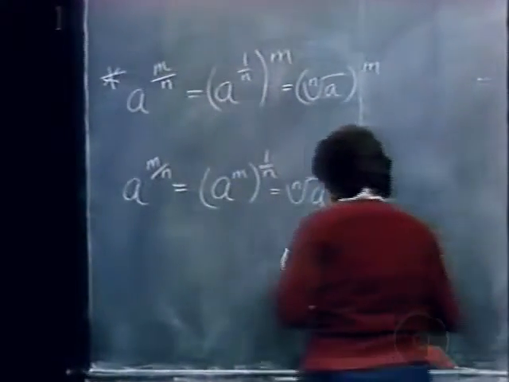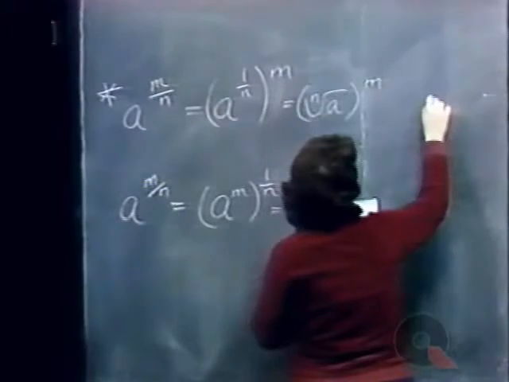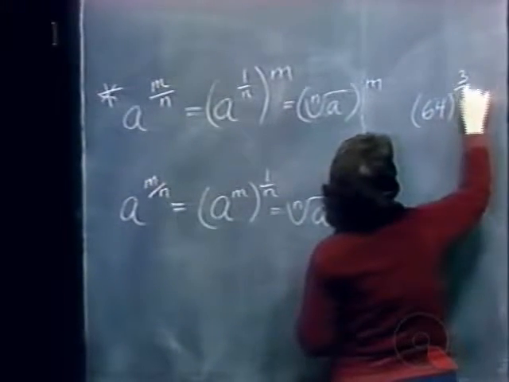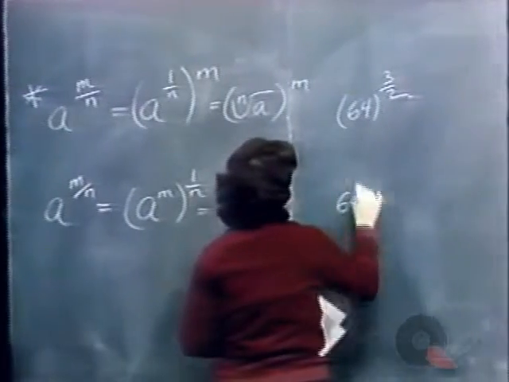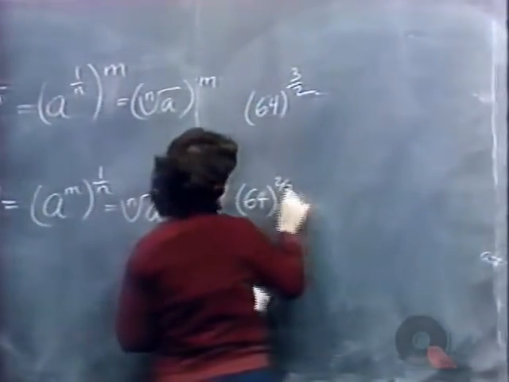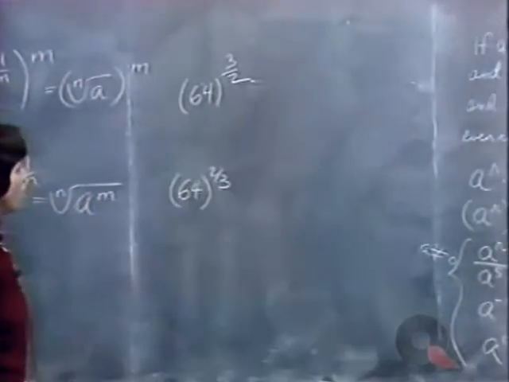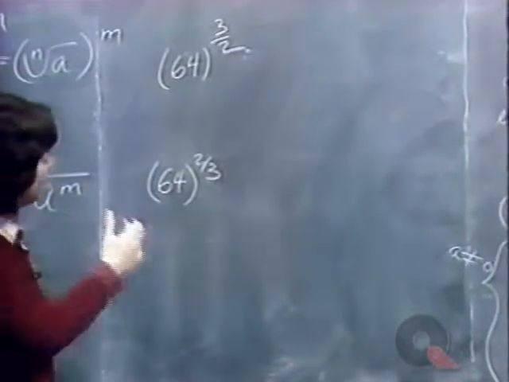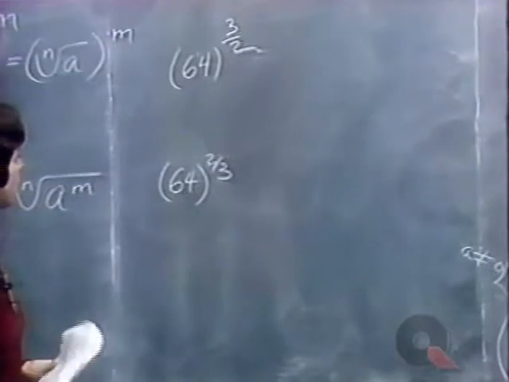I'd like you to try to work out 64 to the 3/2 and 64 to the 2/3. Okay, if you'd like, you could shut the machine off, try them, and after you've completed these problems, turn me back on and see how you've done.